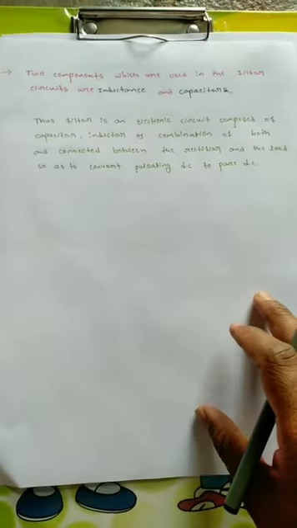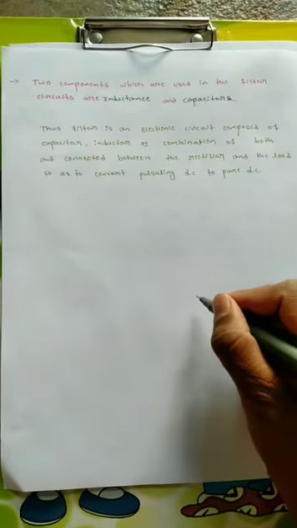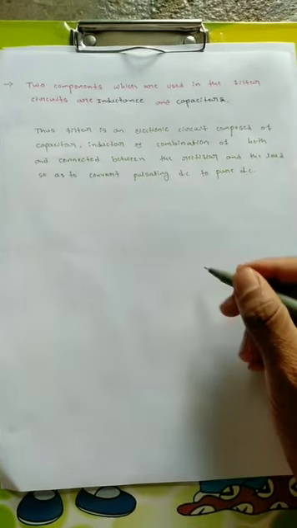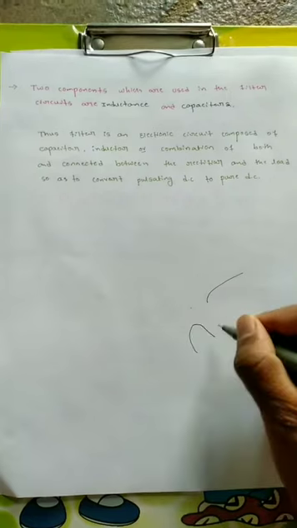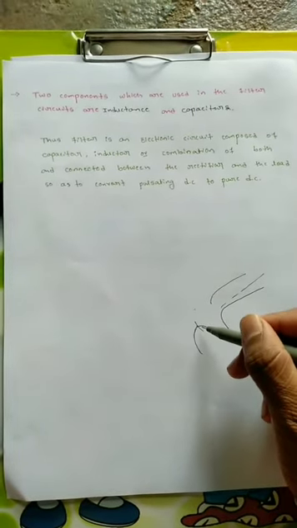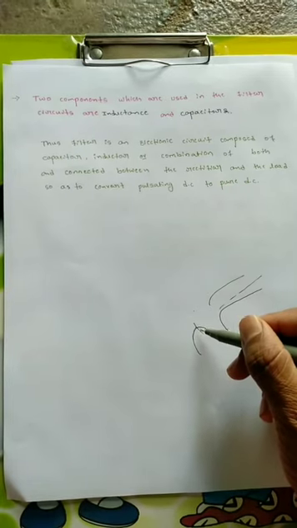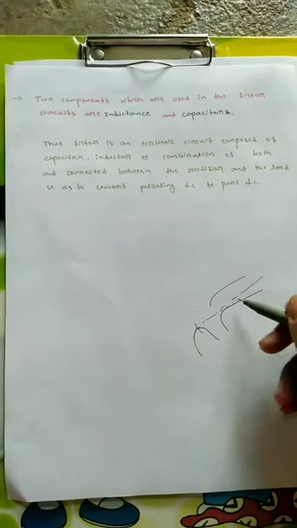The two components used in filter circuits are the inductor and the capacitor. Mainly the capacitor is used as a filter because it charges and discharges. It charges suddenly and discharges slowly. So we get a graph like this. If the input is something like this, then we will get an output like this, which is nearly a straight line. This is the charging, and when it reaches here, the input cuts off and then it discharges slowly like this.